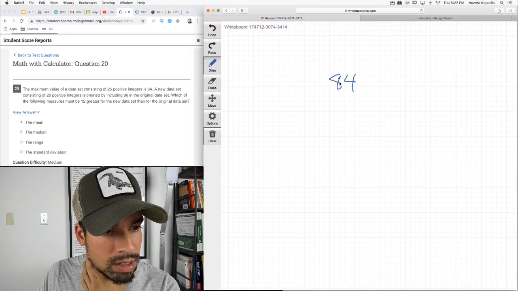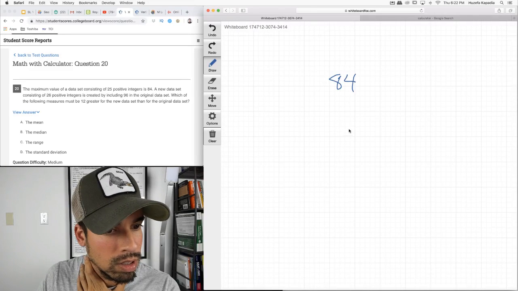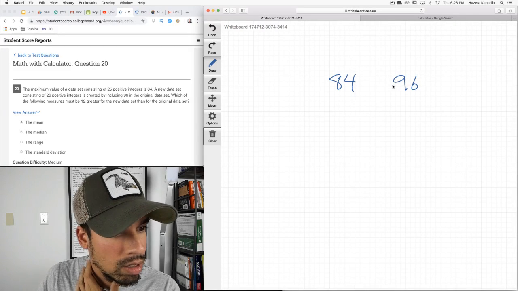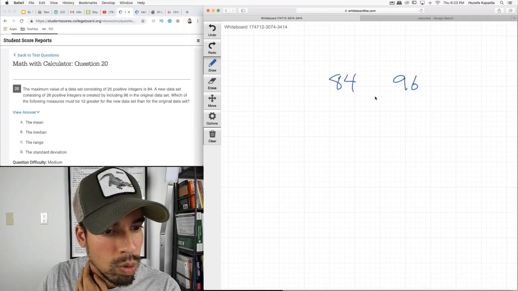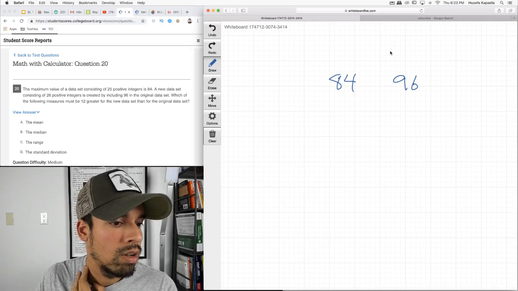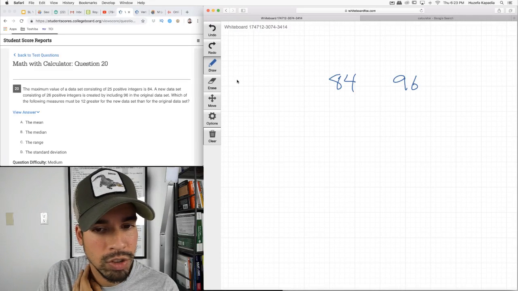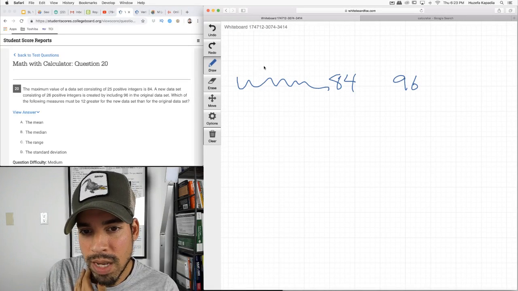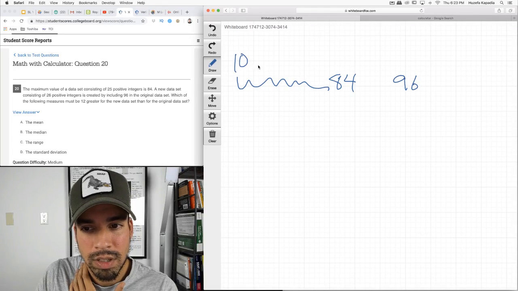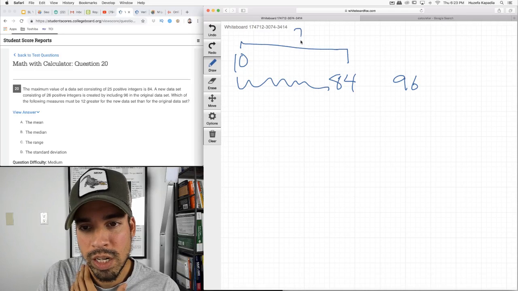A new data set consisting of 26 positive integers is created by including 96. So now they're adding 96. Which of the following measures must be 12 greater for the new data set than its range? Look, all that happened is we have a bunch of numbers. 84 is the max. Here's my minimum. Let's pretend the minimum is like 10. It doesn't matter. The original range was 74.